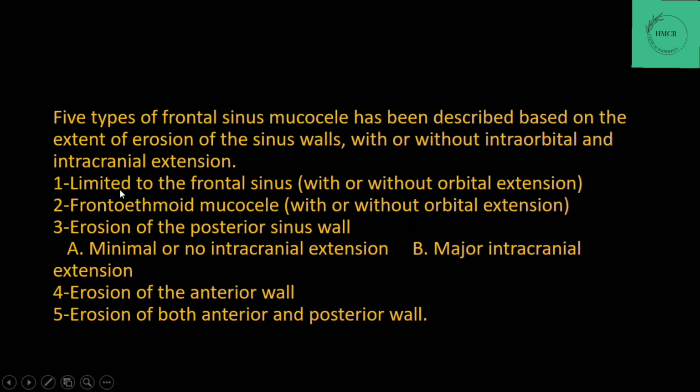Number 1 type is limited to the frontal sinus, which can be with or without orbital extensions. Number 2 is frontoethmoid mucocele with or without orbital extensions. Number 3 is erosion of the posterior wall of the sinus, which can be with minimal or no intracranial extension or with major intracranial extension. The 4th type is erosion of the anterior wall, as we have seen in our case. And the last, 5th type, is erosion of both anterior and posterior wall.